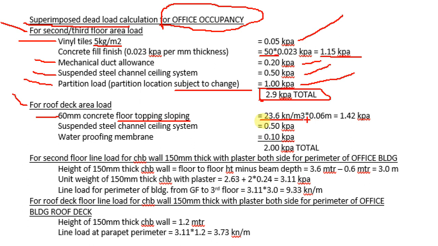Then, suspended steel channel ceiling system. So, may ceiling pa rin tayo sa roof. That is equivalent to 0.5 kPa. Then, waterproofing membrane, let's say that is 0.1 kPa. Then we have a total of 2 kPa for the roof deck area load. Okay? So, superimposed dead load pa lang ito.